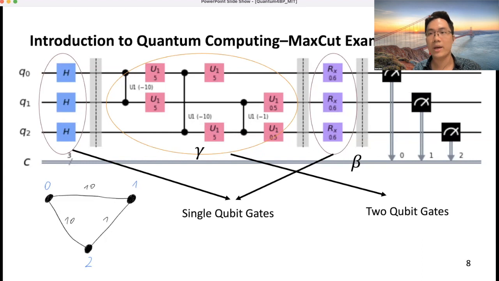We also have the pink one having some parameters in the gate, and they are gamma. And we have the purple one also having some parameters, and those are beta. So the classical computer in the gate-based system will find a way to optimize the energy of the system.